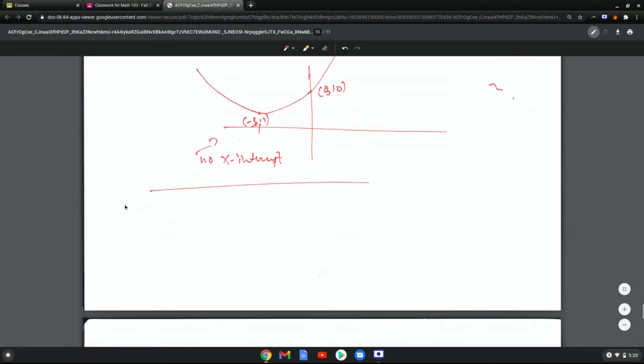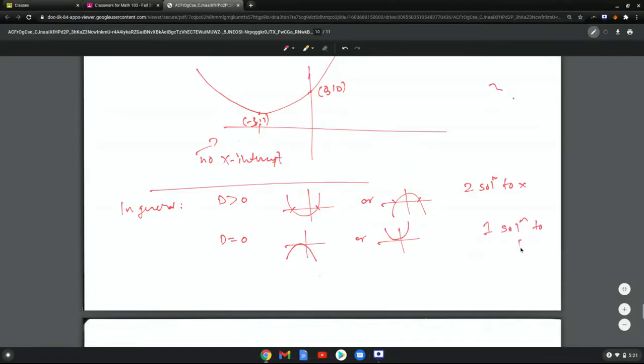Okay. In general, what this means, remember the discriminant, right? If the discriminant is greater than 0, then your parabola is going to look like this or like that, because you have two values of x, two solutions for x. If your discriminant is 0, then there is exactly one solution, so it's going to look like this or this. But if the discriminant is negative, then it's either completely in the first two quadrants or completely in the other two quadrants, because there's no real solution.